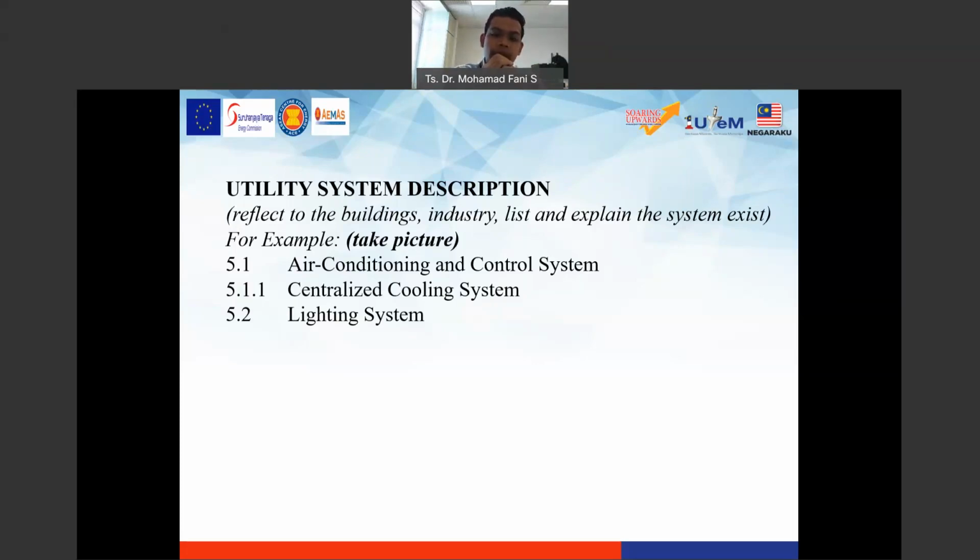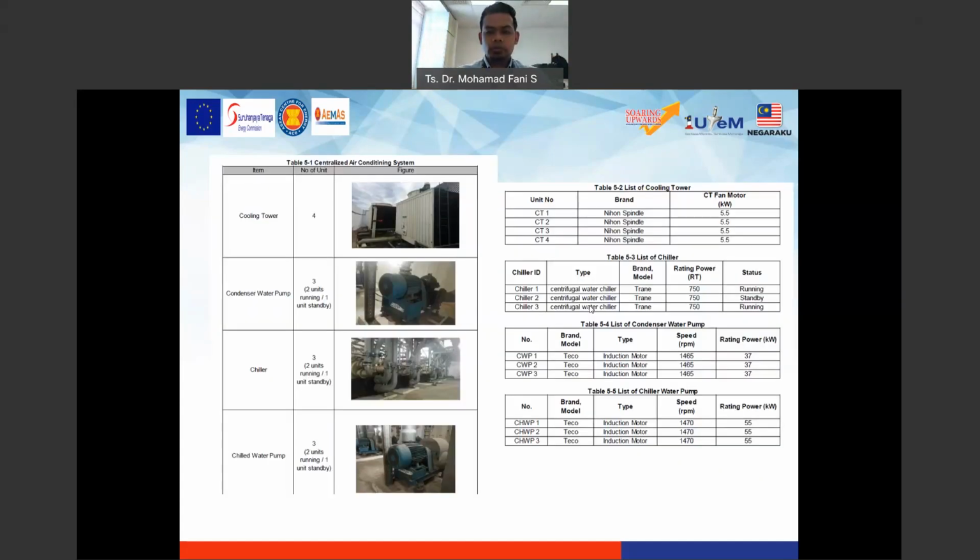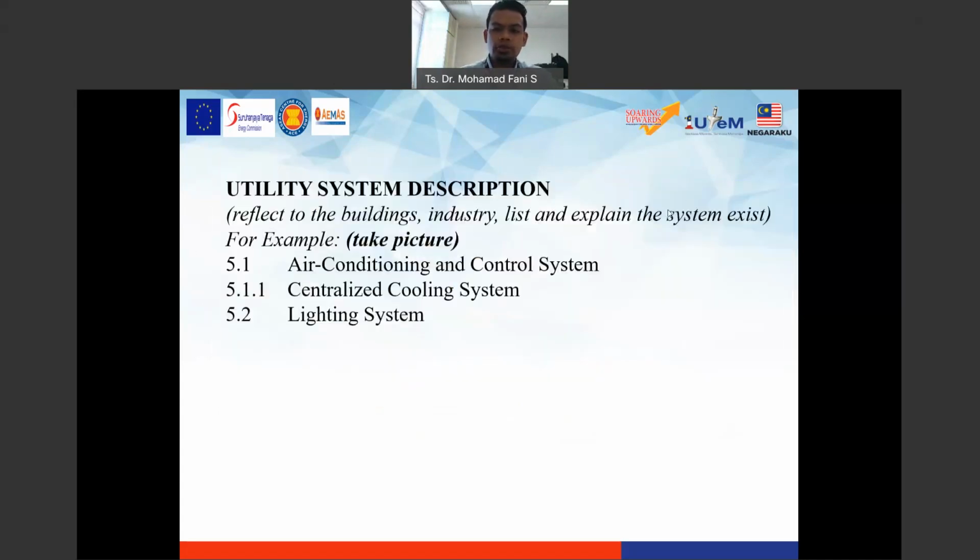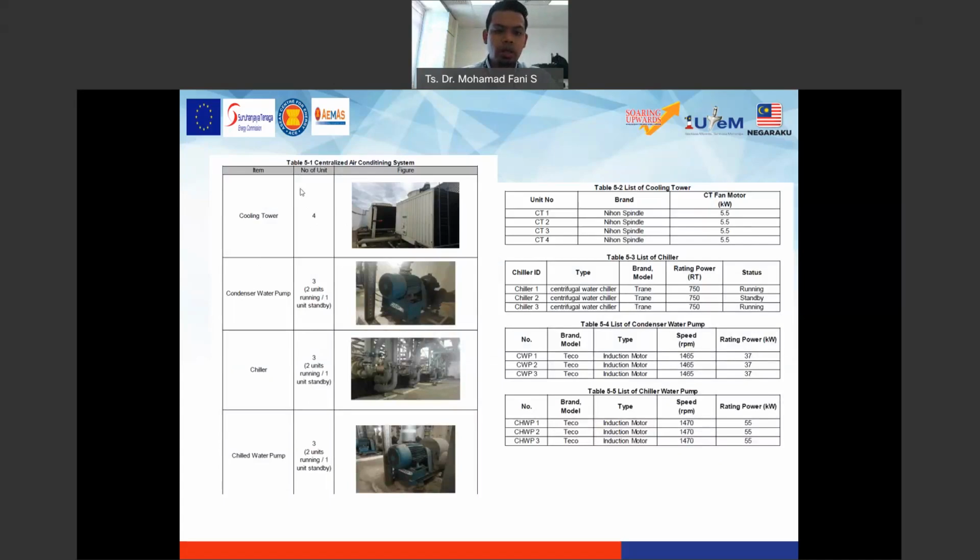And for a factory, maybe more than that, there is the motor system, the pressure system, or boiler system, etc. So put all the information about the utility system description, and take pictures for this chapter. And make it available also in terms of the power consumption, etc. For example, here, the cooling tower: how many units? 4 units. So you can write a table something like this, and list down all the systems.